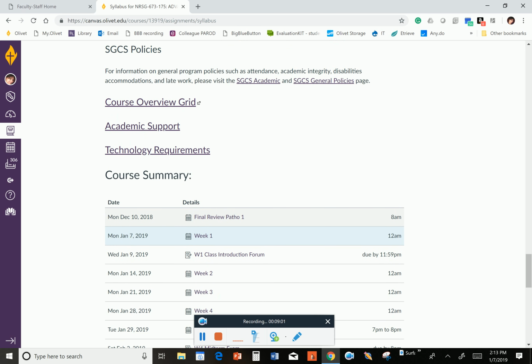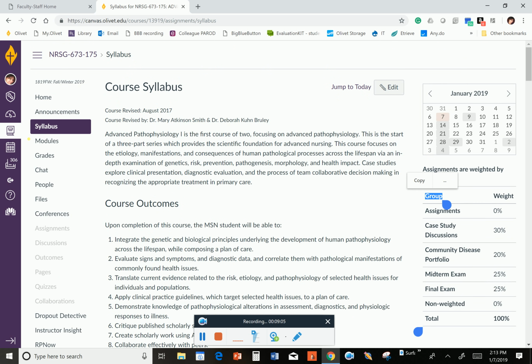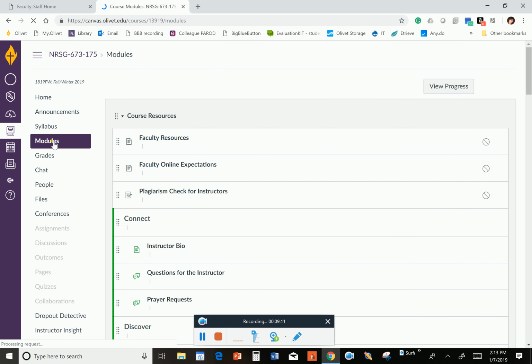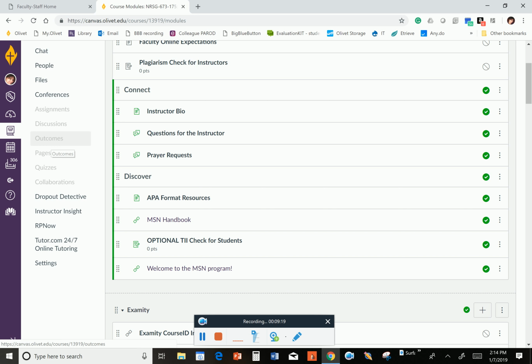So I'm going to exit here and go into the modules now. When I go into the modules here, you'll see that we have some resources. You've got my bio here, and questions for the instructor, but I actually don't want you to use this one. I turn it off. If you have a question for me, please email it to me. I will get it faster.